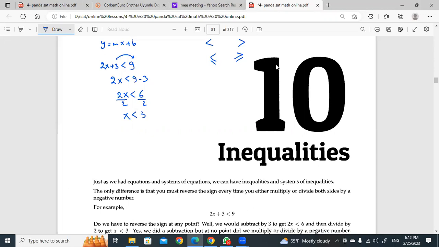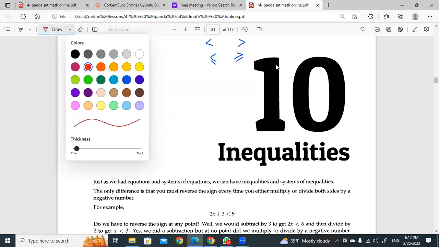What is the meaning of x is less than 3? Do you know? x equals everything that is smaller than 3, but it is not equal to 3. Okay, perfect.